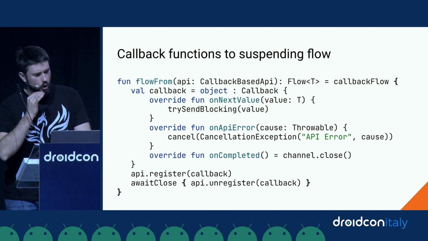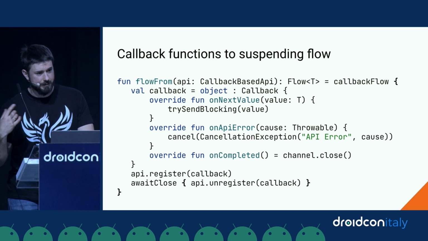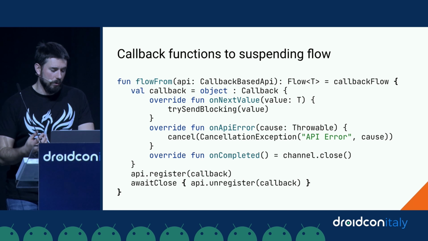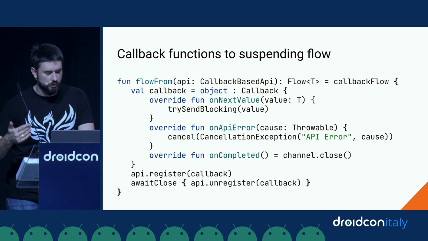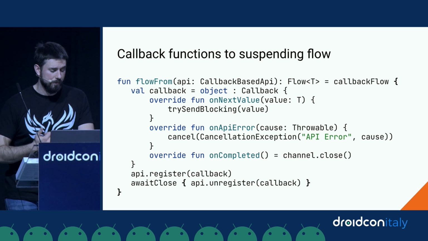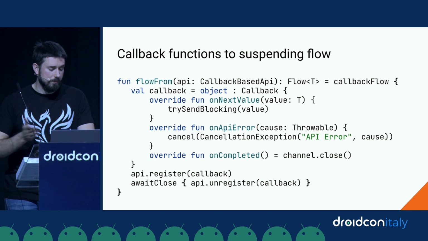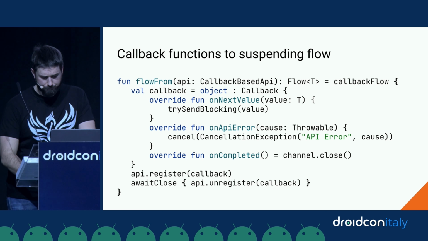If you have a callback API that provides more than one value, you should use a flow instead of a suspending function, and you should use a callback flow, a very simple API: trySend, or blocking send, for sending elements, cancel if you want to cancel the coroutine with an exception, and on completed if you just want to complete it. Register, then awaitClose. AwaitClose is necessary even if it is empty.